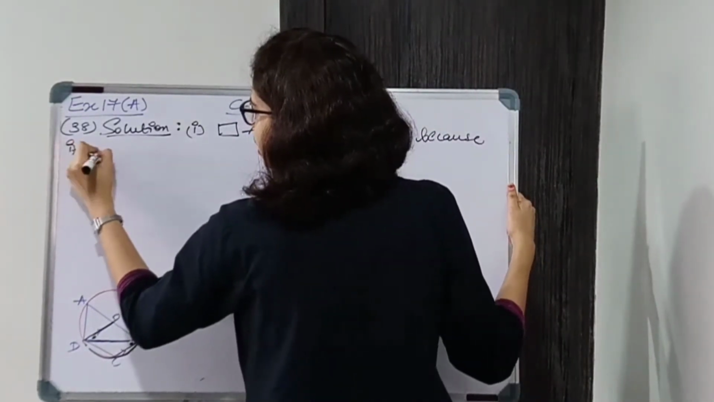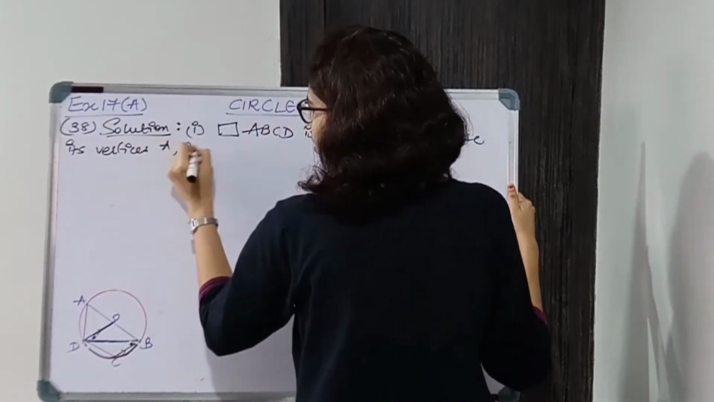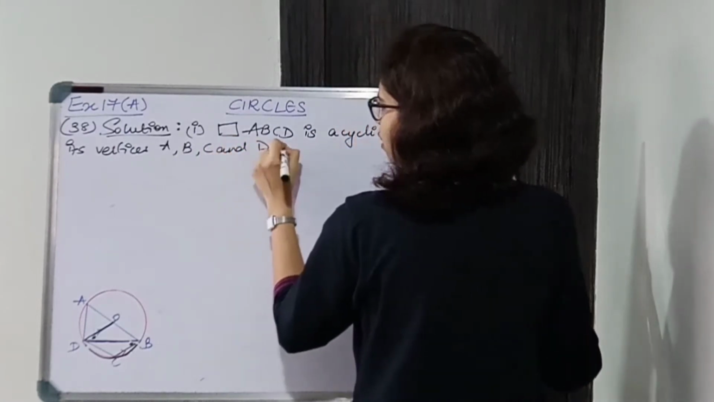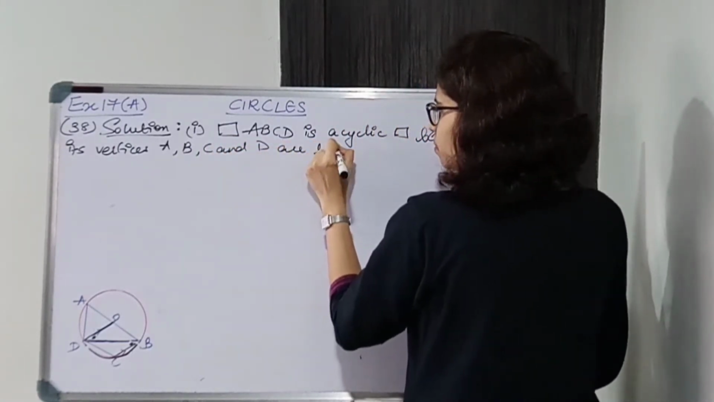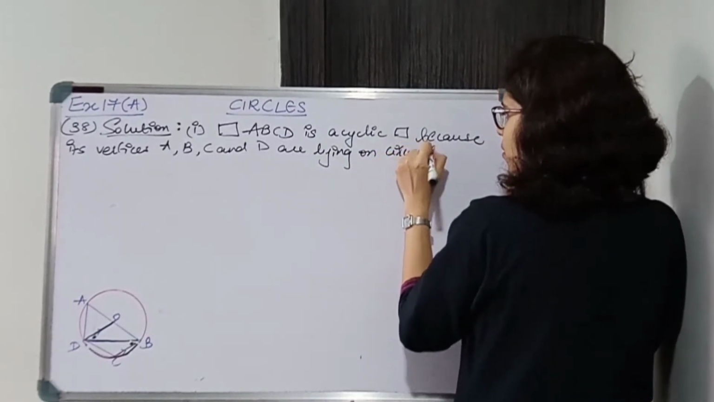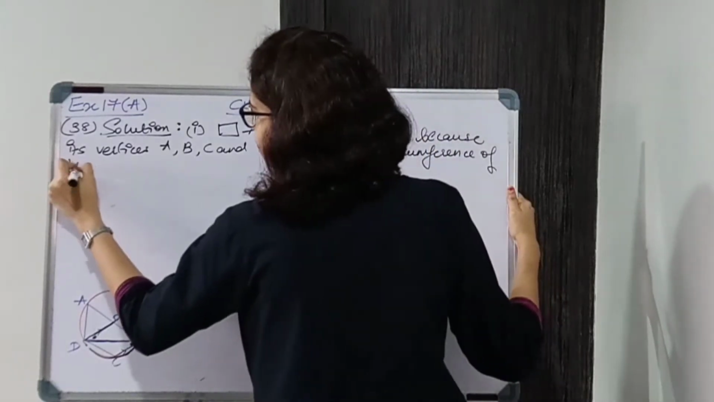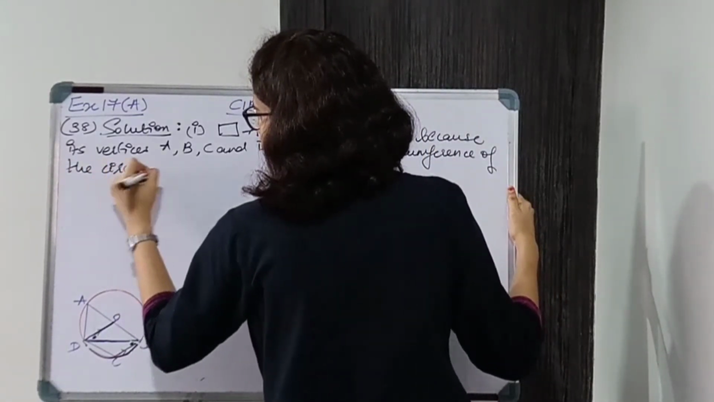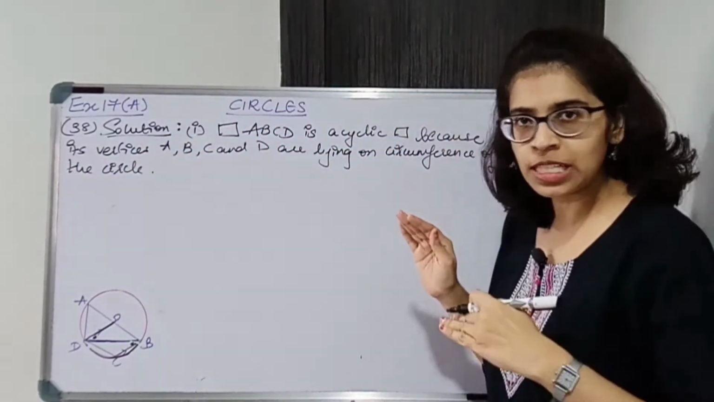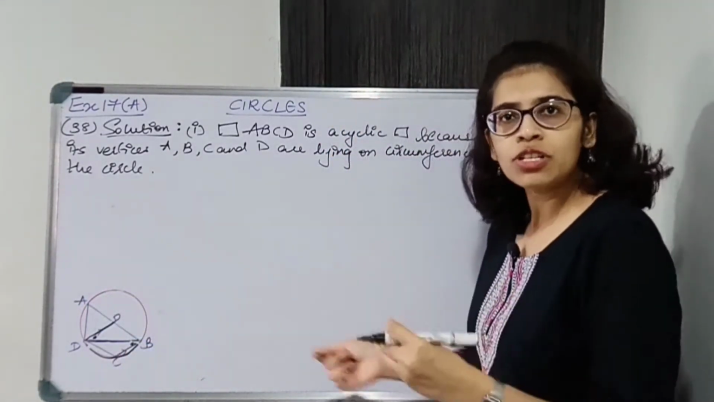its vertices A, B, C and D are lying on the circumference of the circle. Okay, this is not given, so you have to give the reason. So ABCD is cyclic. Now we'll use the property.